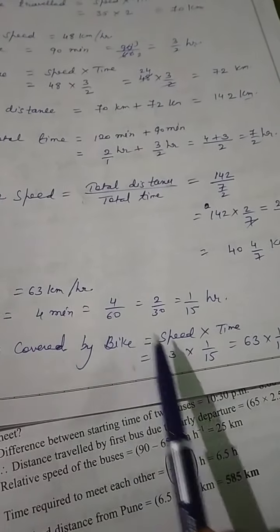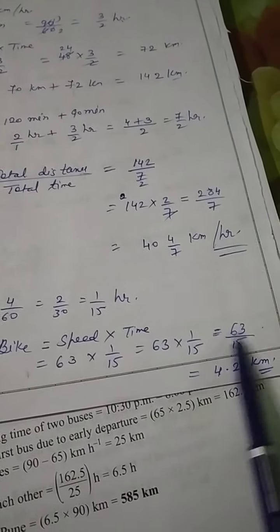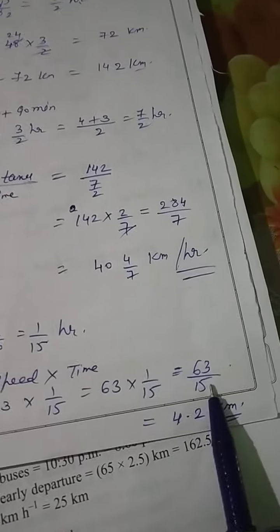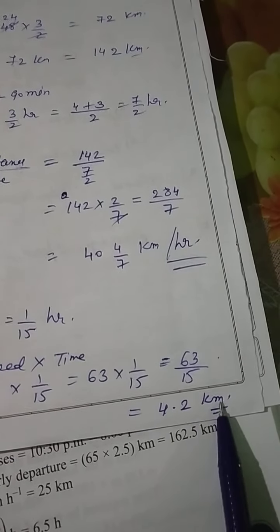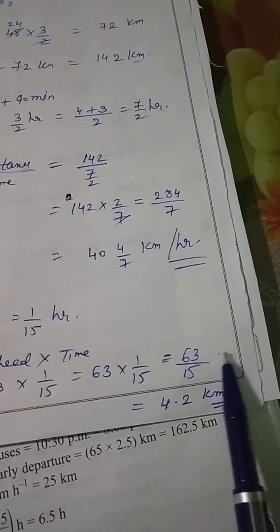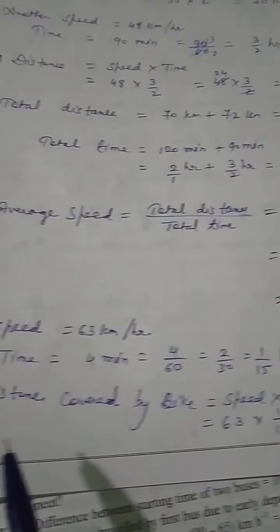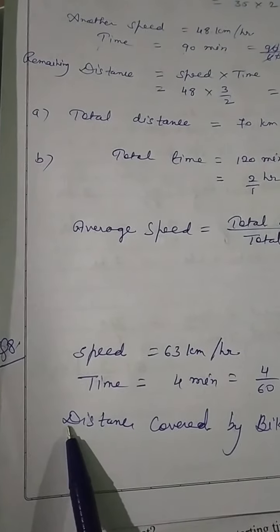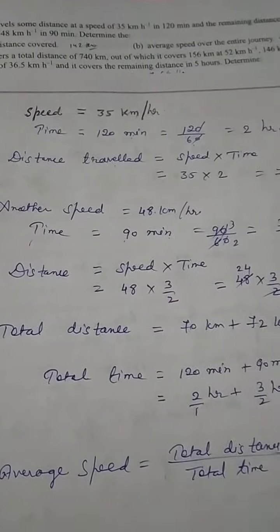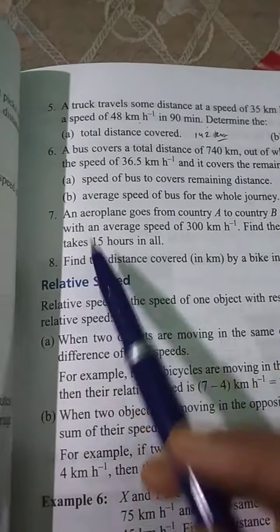Now distance covered by the bike is equal to speed into time. So we will put the speed and the time. You will multiply this, and if you divide it by 15, we will get 4.2 kilometer. You will get the distance as 4.2 kilometer. Okay, so this exercise is finished. Next day we will start exercise 11.2, but you have to complete question number 6 and 7 by yourself. Okay.